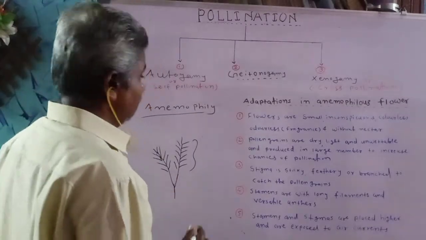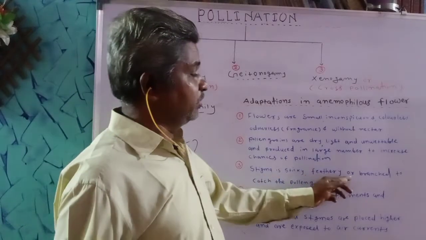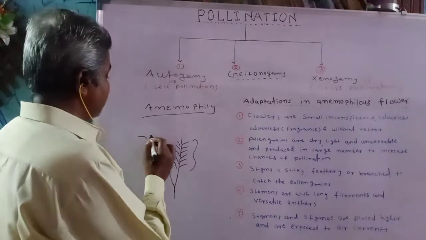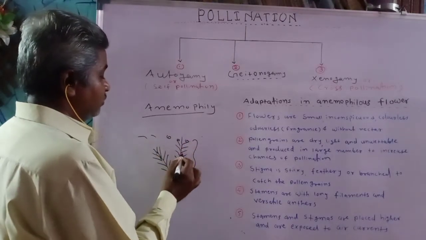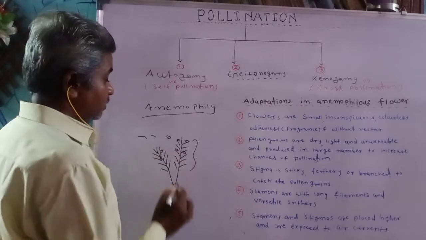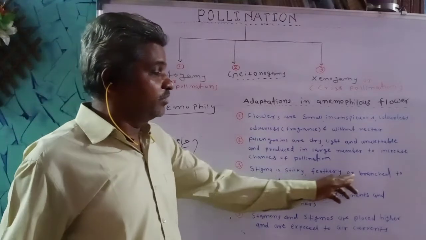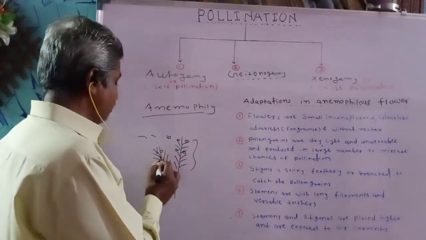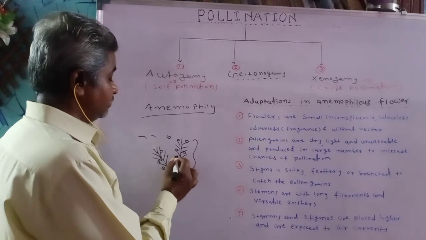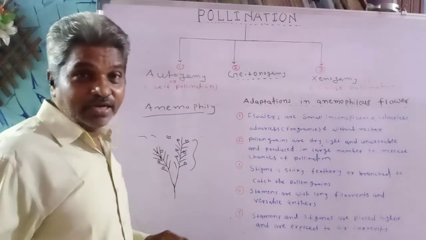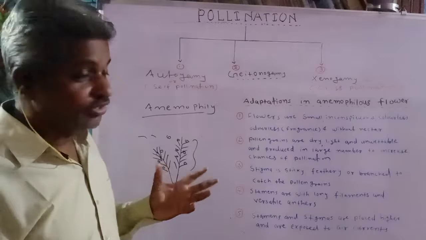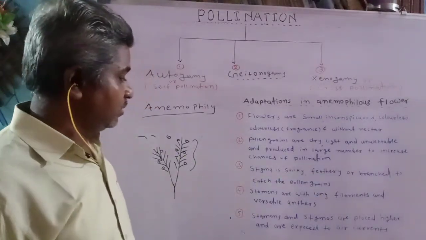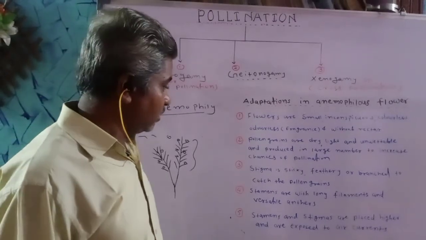So why is the stigma sticky, feathery and branched? In order to catch the pollen grains. When these pollen grains are carried along with the wind current, they are easily caught due to the feathery and branched stigma. So this is about the stigma.